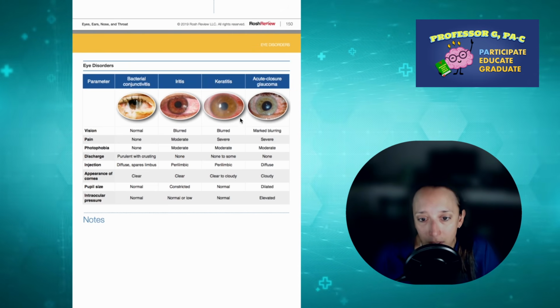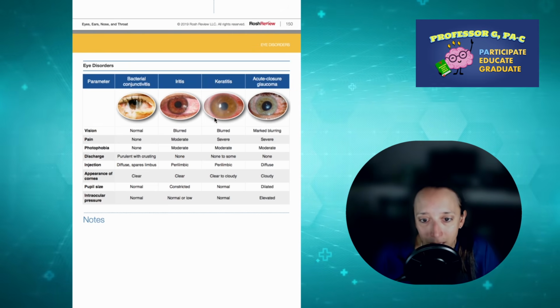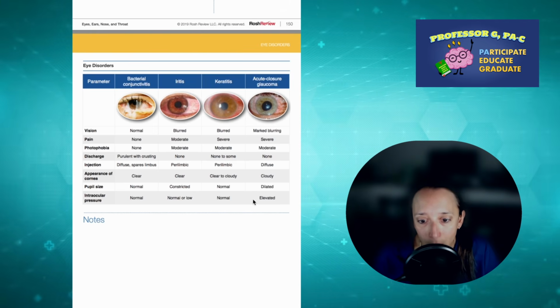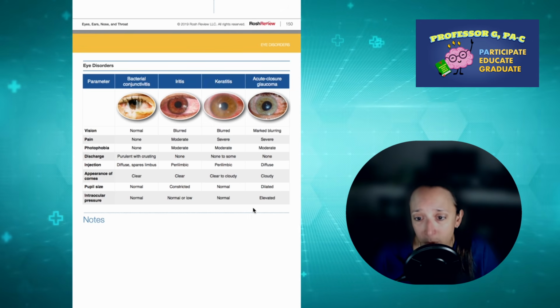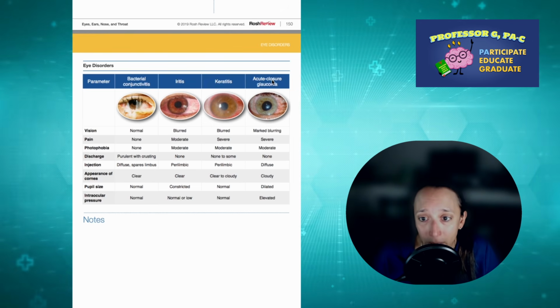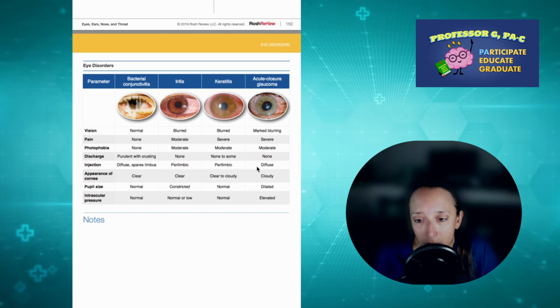They will also get the perilimbic injection. As you can see, the redness kind of kisses the cornea, and they might even have a clear to a cloudy cornea. Pressure and pupil size are normal. Last but not least, we have acute angle closure glaucoma, which I think we'll cover a little bit later.